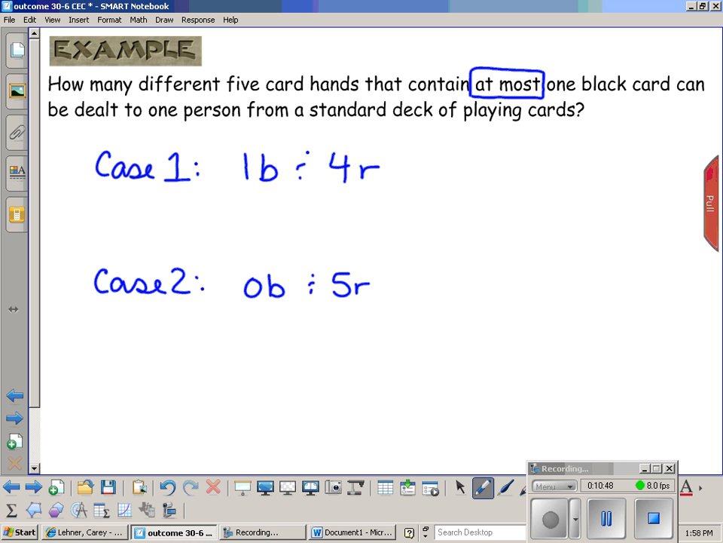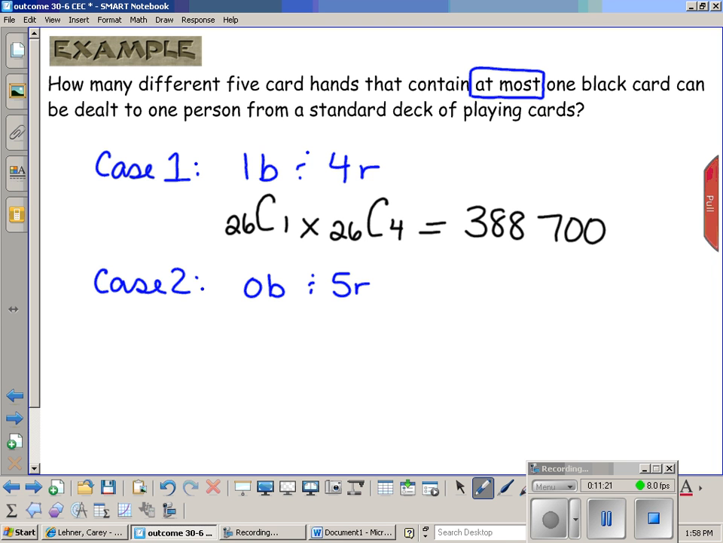So now we can go and we can find each set of combinations for each case. 1 black card. There are 26 black cards in a deck. We're going to choose 1 of them. And then we want the 4 reds, and it's an and, so we use multiplication. There are 26 red cards. We want to choose 4 of them. 388,700 different ways that this can be done.